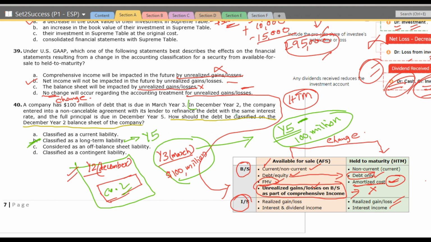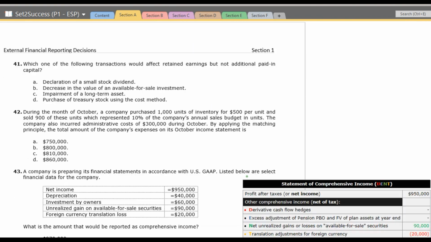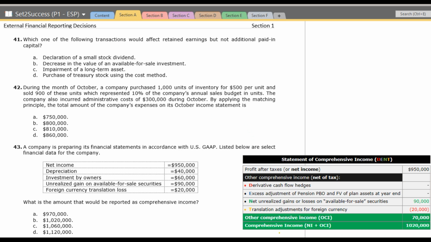Next, which one of the following transactions would affect the retained earnings but not additional paid-in capital? So here what happens? Retained earnings should be affected, but APIC should not be affected. So we need to find a transaction which affects retained earnings but does not affect the APIC account.